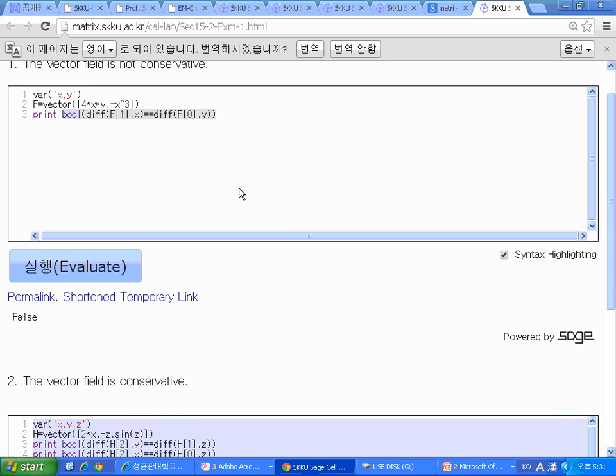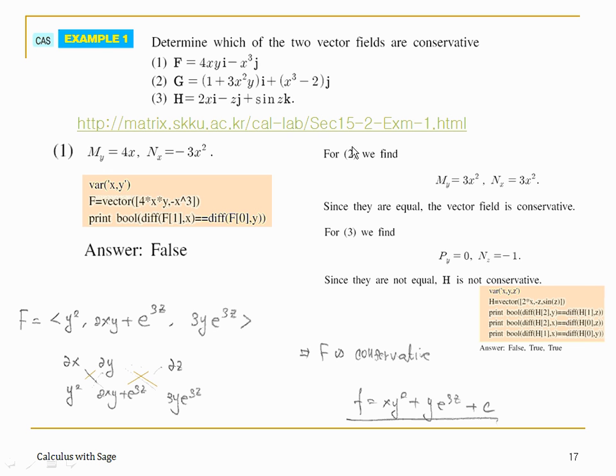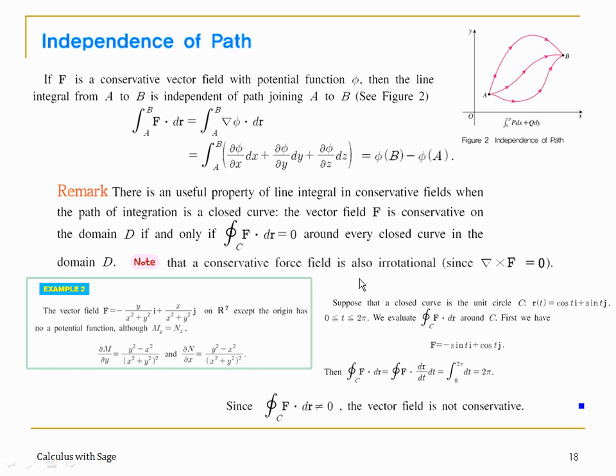So actually I intended to make the multi-cell that can check the previous three examples: the first one is not conservative, the second one is conservative, and the third one is not conservative. And those are the code that I made. Okay, so we can check it.